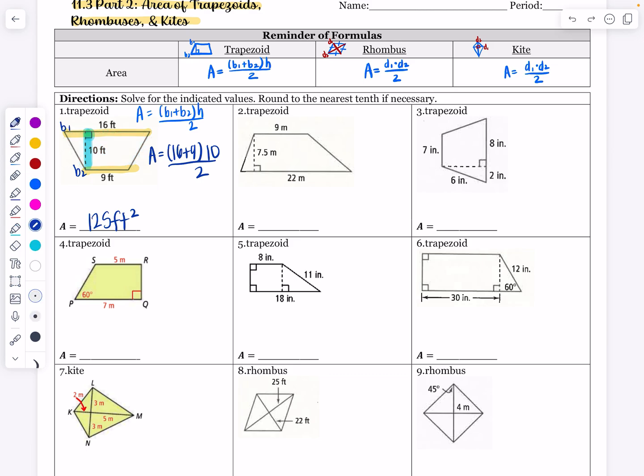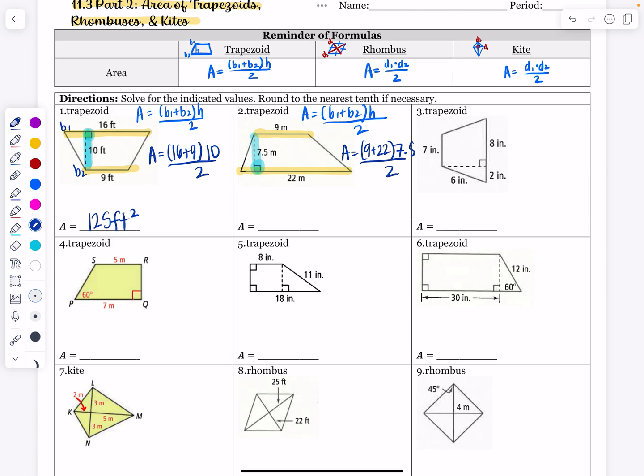Again, they give us another trapezoid next. Let's write our formula: area equals the exact same formula, base 1 plus base 2 times my height divided by 2. I'm going to color code just like I did before. Here are my bases, 9 and 22. Here is my height, the vertical distance between them, and I know that because that's a right angle. Then I plug in those numbers. Area is equal to 9 plus 22, my bases added together, times my height of 7.5, divided by 2.